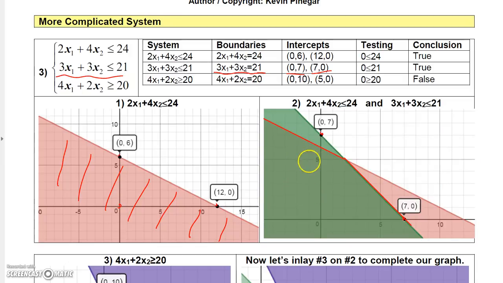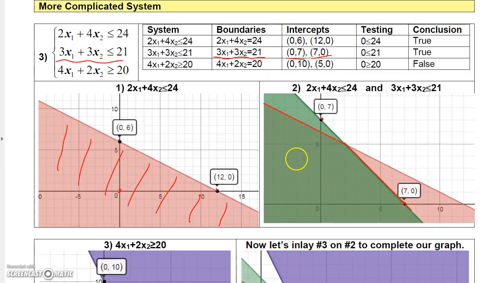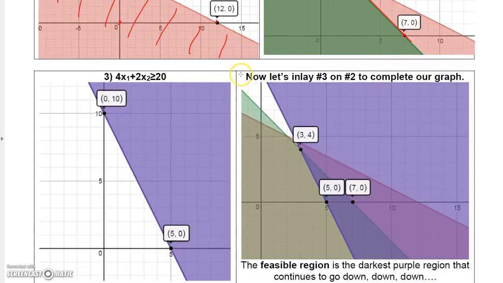But I still have a third one to bring into the picture, and this is 4x1 plus 2x2 is greater than or equal to 20. So the boundary would be 4x1 plus 2x2 equals 20. If x1 is 0, x2 is 10. And if x2 is 0, x1 would be 5. So that goes through (0, 10) and (5, 0). And then again I draw a solid line.